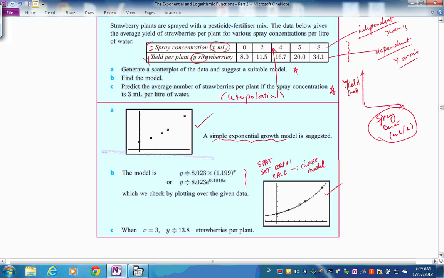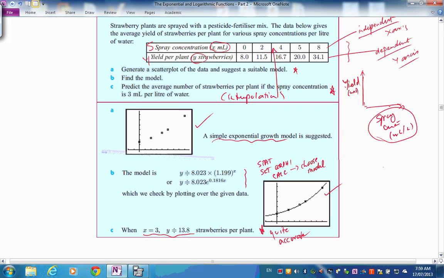They haven't asked here, is it a very good estimate? But it would be, wouldn't it? The fit of the curve is quite good. It's interpolation between points that have been modelled pretty accurately. So we'd say this is going to be quite accurate for those reasons. They don't ask that here. And when x is 3, y is approximately 13.8.